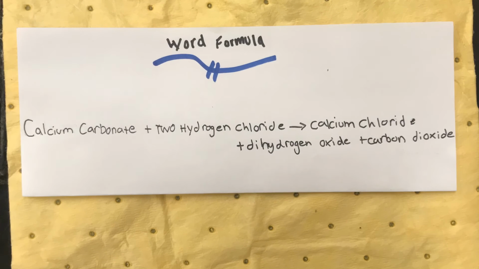Written out, the formula is calcium carbonate plus 2 hydrogen chloride on the reactant side, turning into calcium chloride plus dihydrogen oxide plus carbon dioxide on the product side.